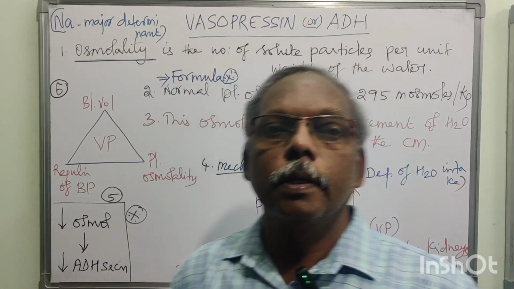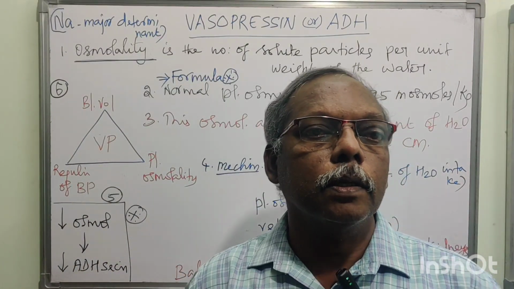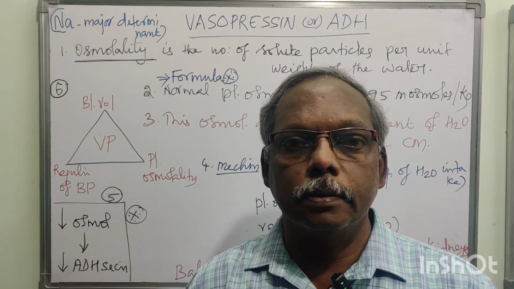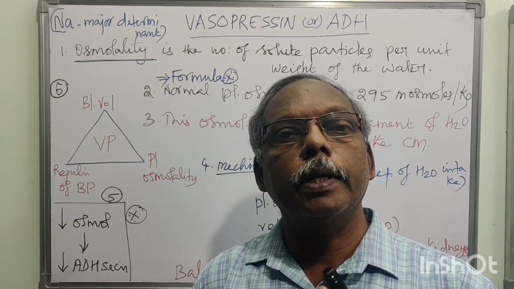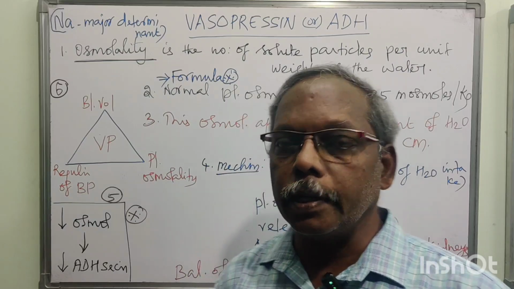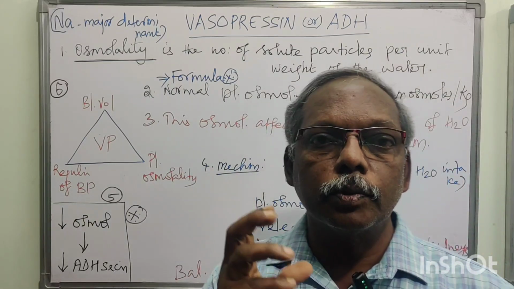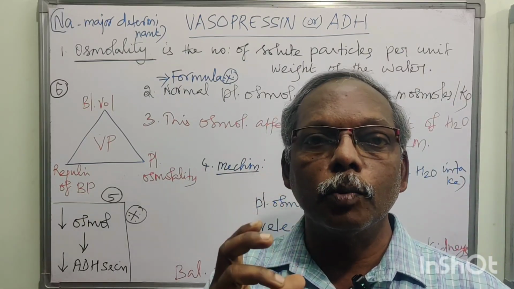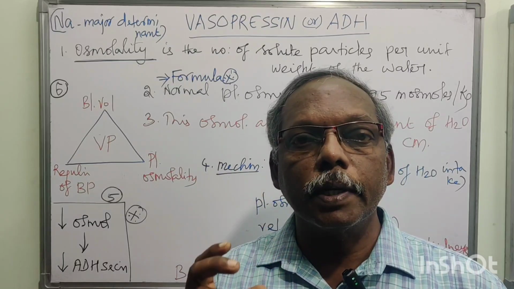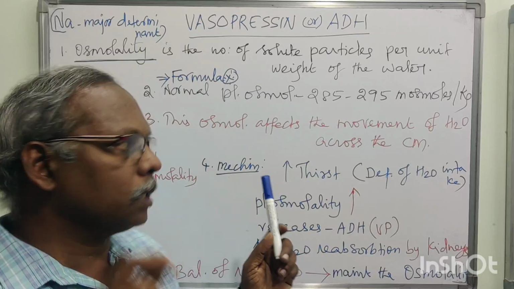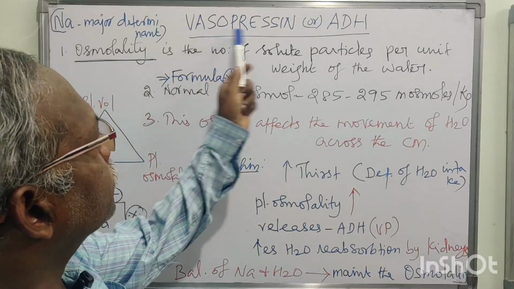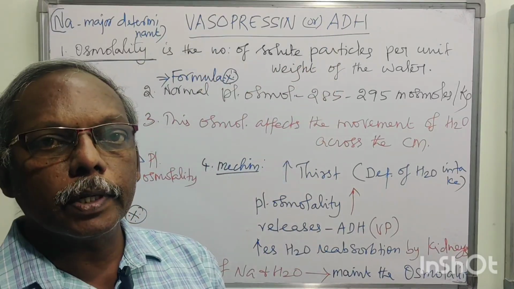Hi students, your second question, role of vasopressin. Vasopressin is otherwise called antidiuretic hormone, ADH. Today we are going to see the role of antidiuretic hormone in water and electrolyte regulation. Very important short notes. So the name is vasopressin or antidiuretic hormone.